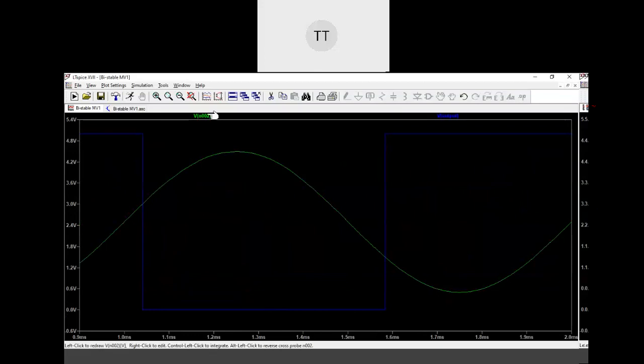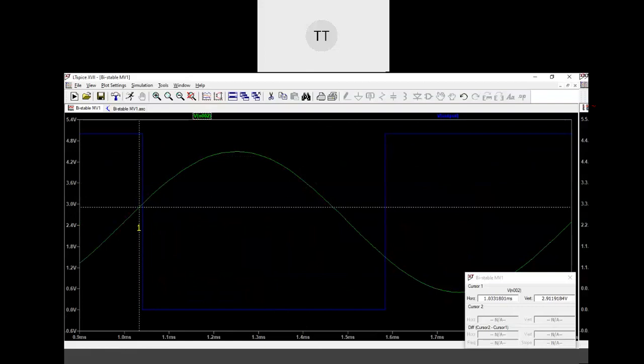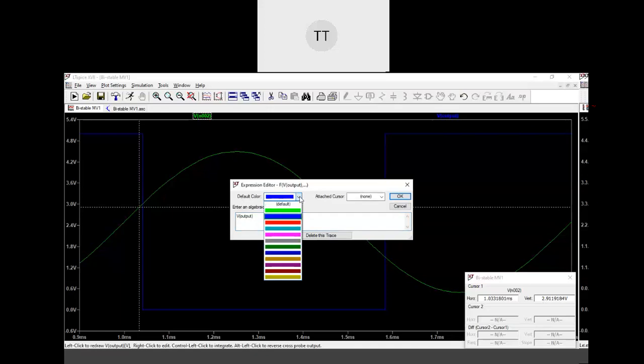Here, I will just move on the input line. When the input is, see here, what is the input now? 2.9. The 2.9. What is the output? Because the input is now lesser than VTH. Am I correct? Yes, sir. So that's why output is high. See here, the blue one, output is high. Is blue visible? Or shall I change the color? Yes, it's visible. Okay.